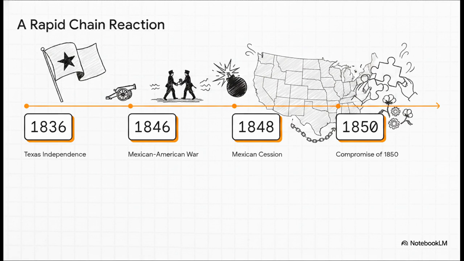In 1836, Texas declares independence from Mexico. Just 10 years later, in 1846, the Mexican-American War kicks off. By 1848, the war is completely over, and the U.S. claims a massive amount of territory known as the Mexican Cession. And then just 2 years after that, in 1850, the U.S. is forced to pass the Compromise of 1850 just to keep the country from falling apart. It's literally a rapid-fire chain reaction.